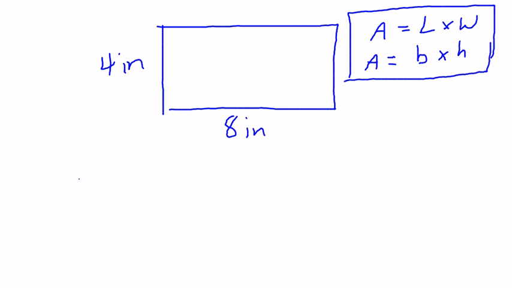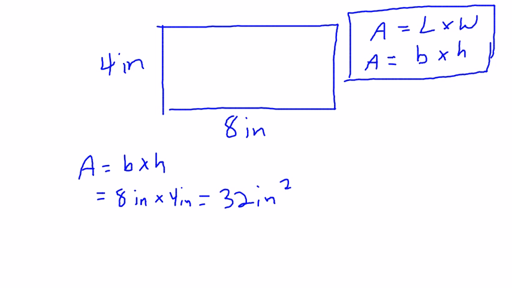So the area of this rectangle would be base times height, which equals 8 inches times 4 inches. 8 times 4 is 32 inches squared. So the area of this rectangle would be 32 inches squared.